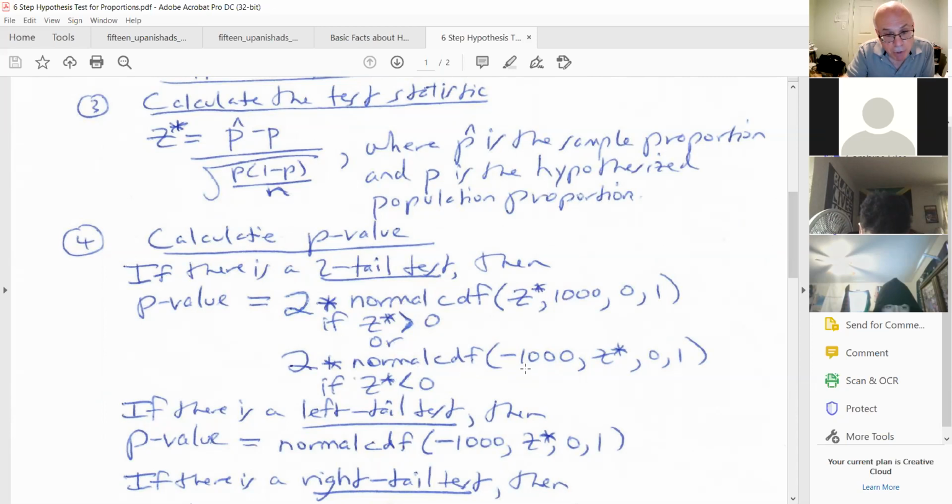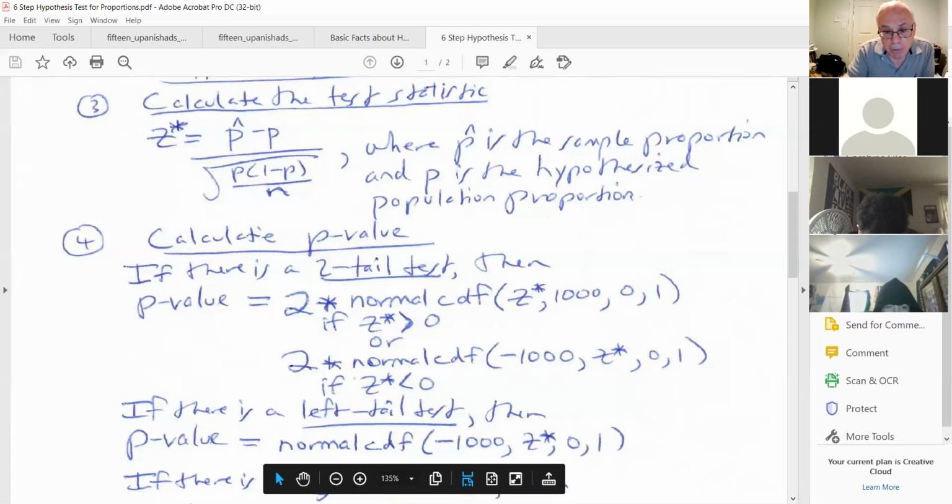Normal CDF is a left tail, so we do negative 1,000, then z star will come next, 0, 1. And again, we multiply that by 2. So one of these two is correct. If z star is greater than 0, use the first formula. If z star is less than 0, use the second one. And that's going to be your p-value.